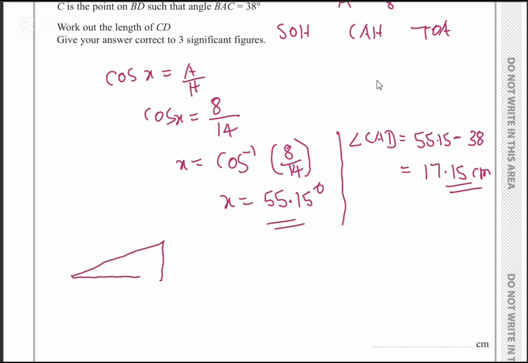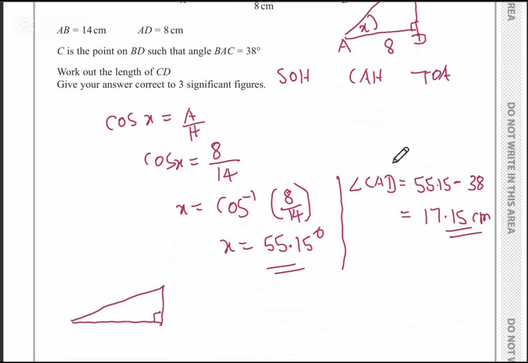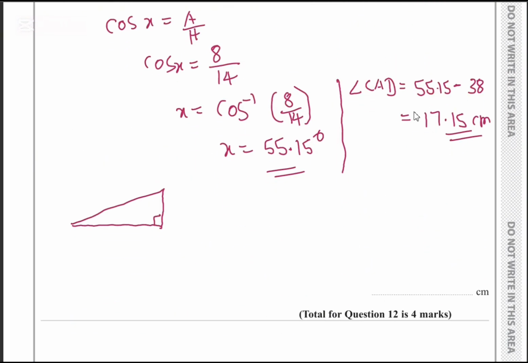So now I'm drawing the smaller triangle here, that is below, right? This below triangle ACD, and I'm required to find this length CD. AD was 8, and this small angle CAD we figured out it was 17.15. Sorry guys, this is in degrees. This is an angle which we figured out. So in here we have 17.15 degrees, and this is what I need to find.